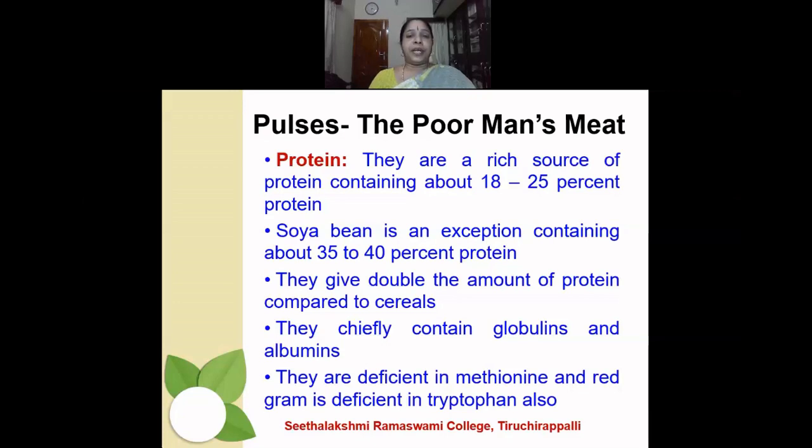And they are deficient in methionine. What is methionine? Methionine is an amino acid. And what is an amino acid? Amino acids are the building blocks of the protein. Amino acids are derived from protein. So the amino acid methionine is deficient in the pulses, and in red gram, tryptophan also is deficient. Tryptophan is not present in the red gram. Similarly, all the pulses do not contain, or contain very little, methionine.